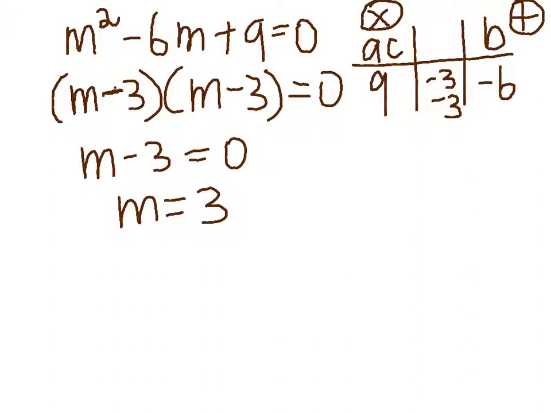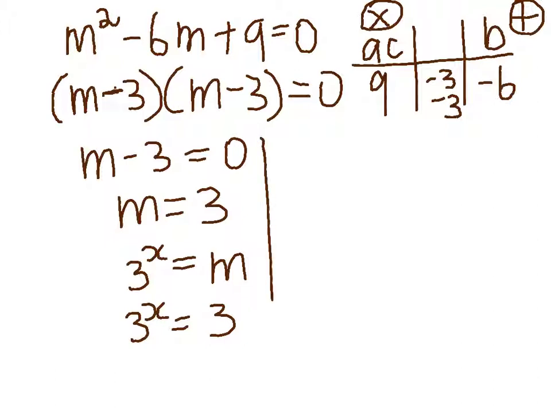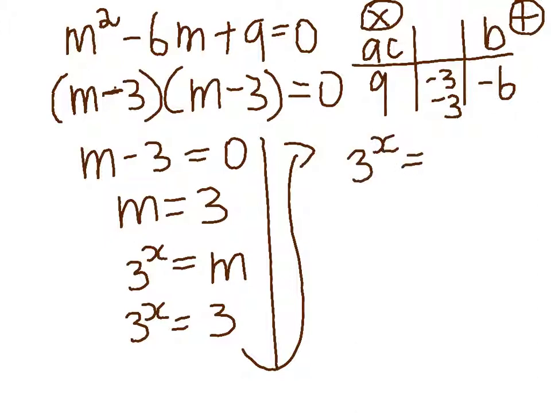Okay, now, we haven't finished yet. We've got to substitute m back in to find what x is going to be. So we know that 3 to the x from before is equal to m. 3 to the x is 3. Let's go up here. We've got 3 to the x. We want to make the bases the same, and we know 3 to the x is 3 to the 1. Therefore, x equals 1.